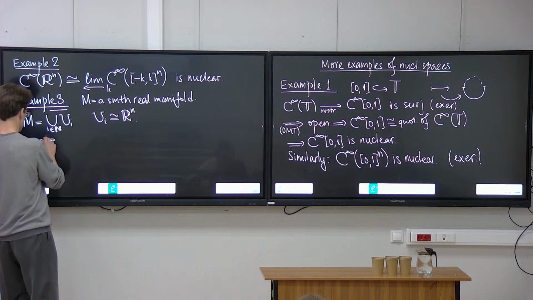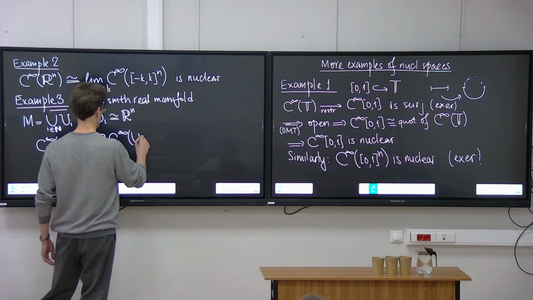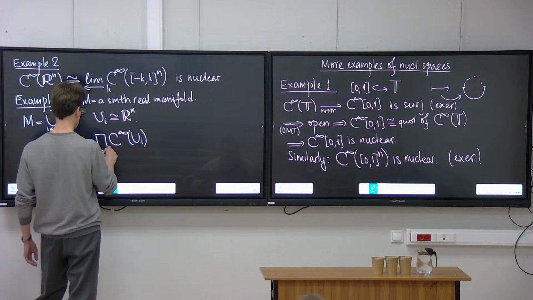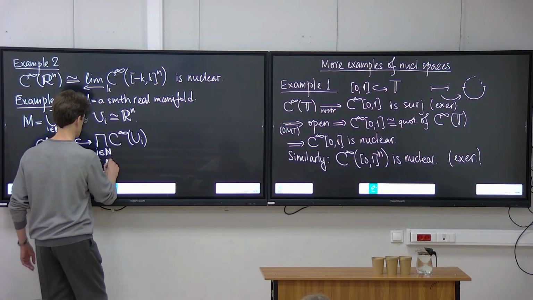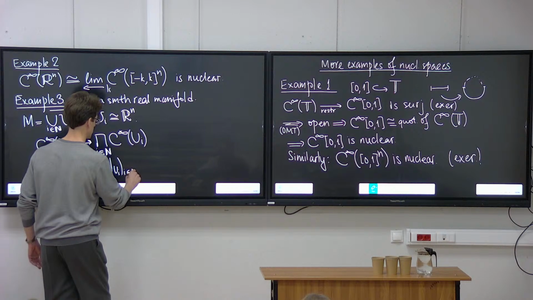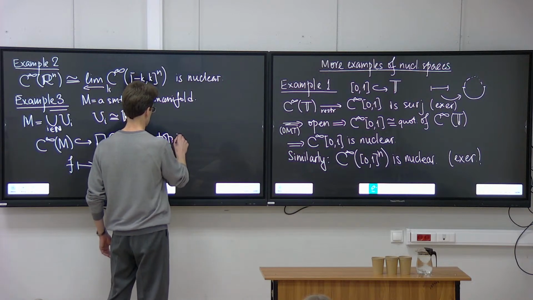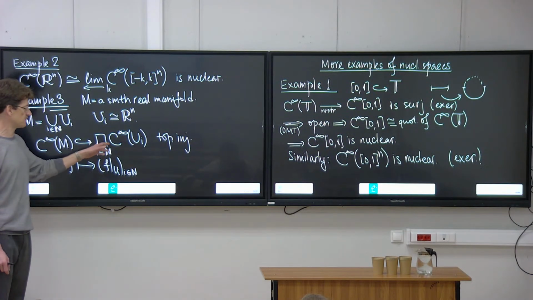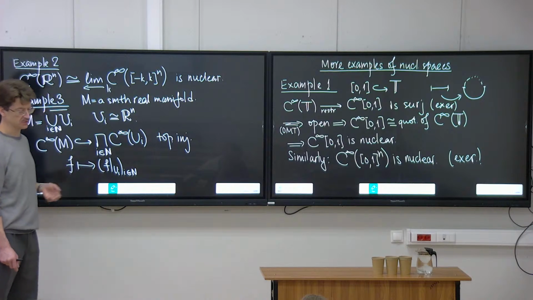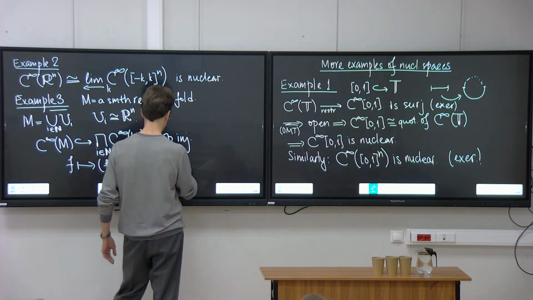Then we can embed the space of smooth functions on M into the product of the spaces of smooth functions on the sets U_i. So the embedding takes each function f to the family of its restrictions to the sets U_i. And this map is easily seen to be topologically injective. So as a result, we see that C^∞(M) is isomorphic to a subspace of the product of these spaces. But they are nuclear, by example 2. Their product is nuclear, because the product of nuclear spaces is nuclear, and a subspace of a nuclear space is again nuclear, so we can conclude that C^∞(M) is nuclear.